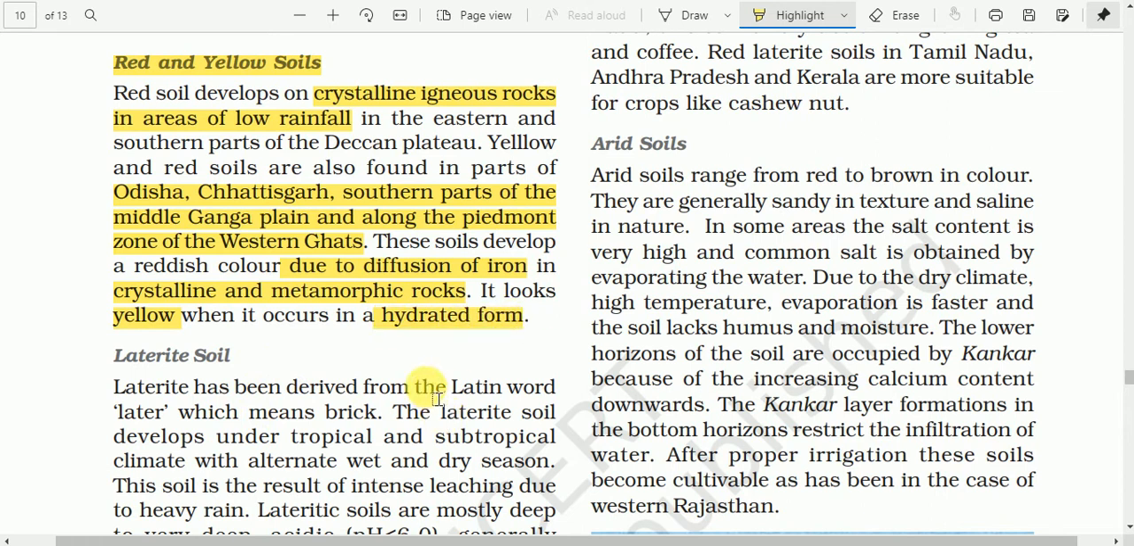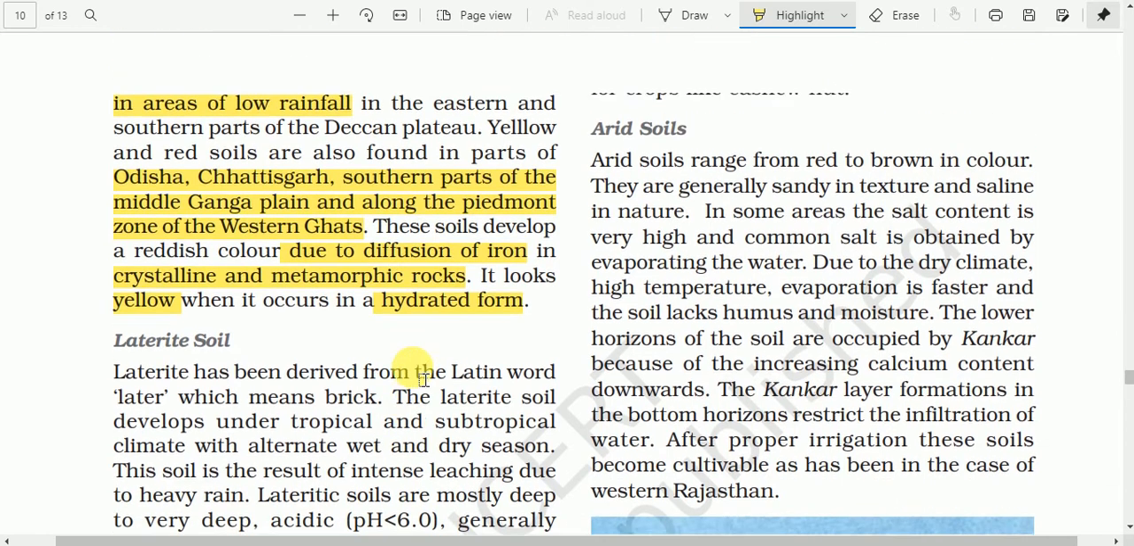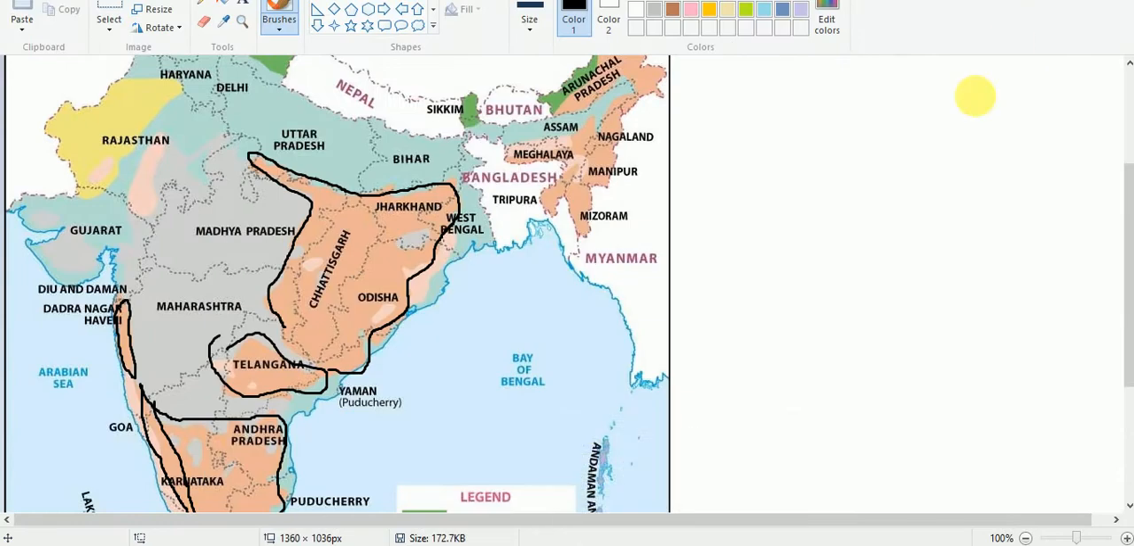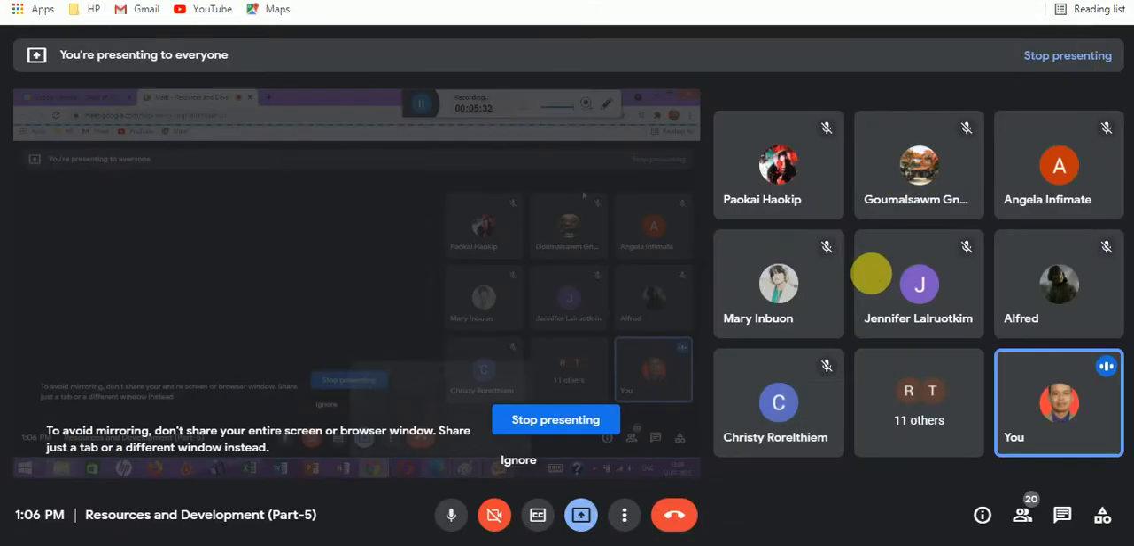That means when red soils absorb water, a kind of chemical reaction takes place, known as hydration, and because of that the color of the soil turns yellow. However, this chemical reaction is a reversible reaction, and the yellow color may go back to red. So this is about red and yellow soils. Any question, boys and girls? Okay.